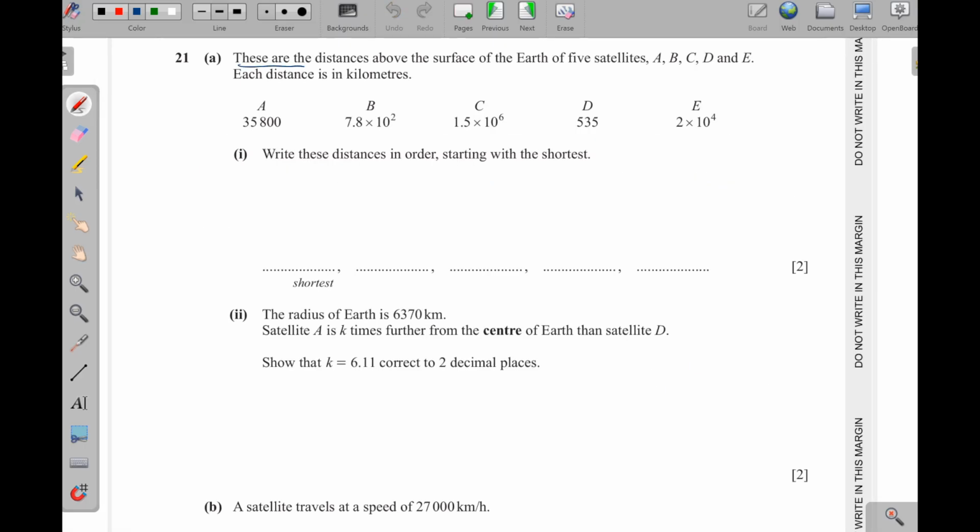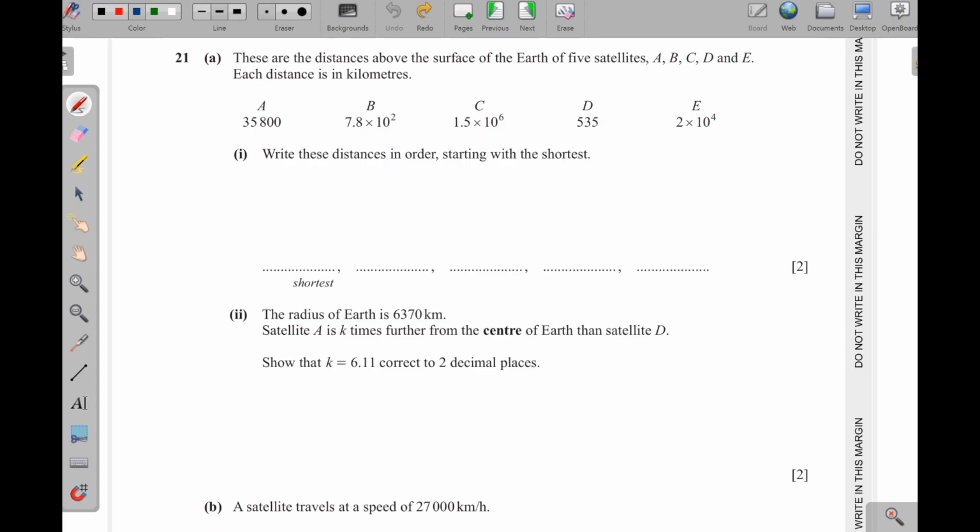Question 21 part A. These are the distances above the surface of the Earth of 5 satellites A, B, C, D, and E. Each distance is in kilometers. And they're saying these are the numbers given. Write these distances in order starting with the shortest. So now what we can do, this one is given as an ordinary number. This one is in standard form. Ordinary number, standard form. So we need to write all of them the same way.